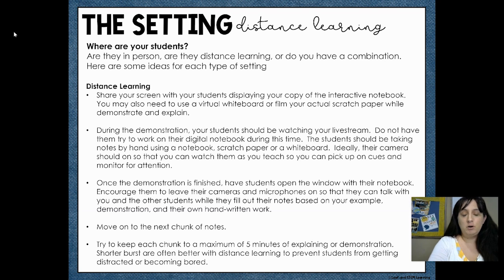Again, the shorter bursts are definitely better, especially with distance learning, because they're often in an environment that's not ideal for staying focused. They may have other things around them that are very interesting, like television or brothers and sisters and things like that, that can cause them to lose their focus.